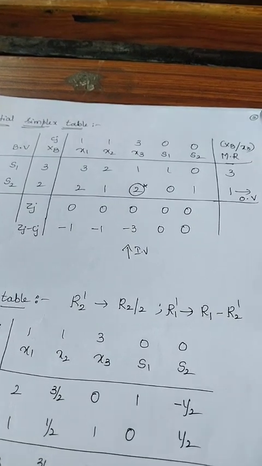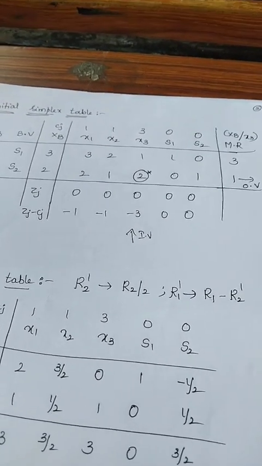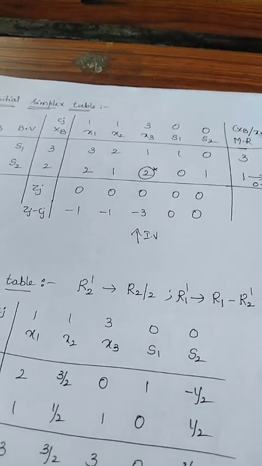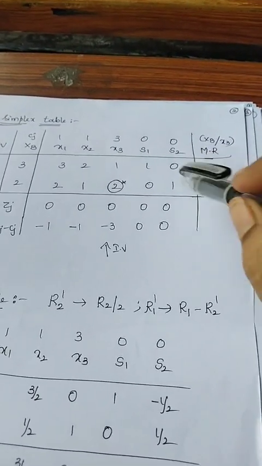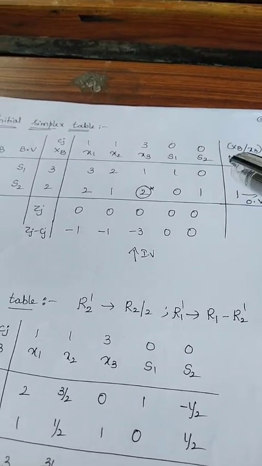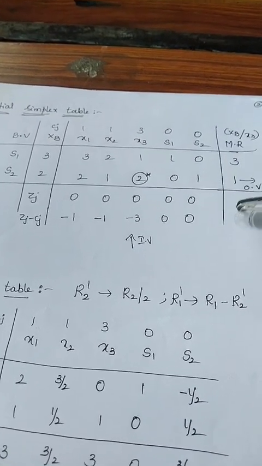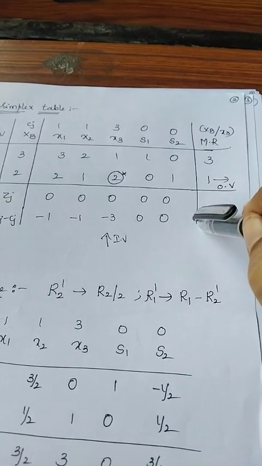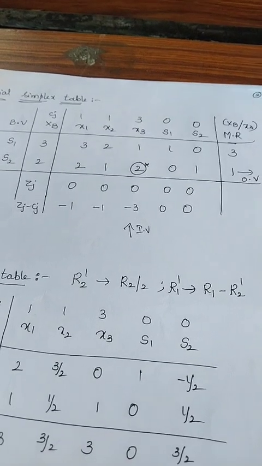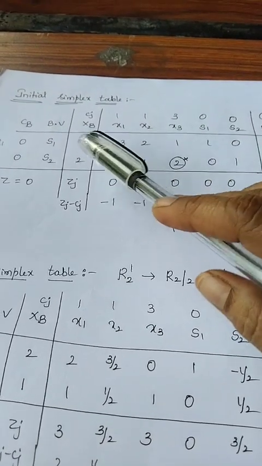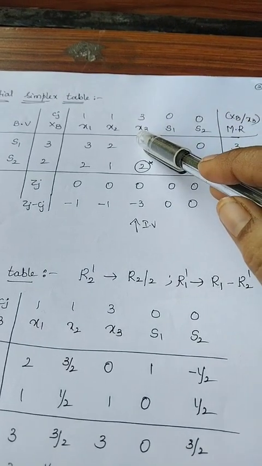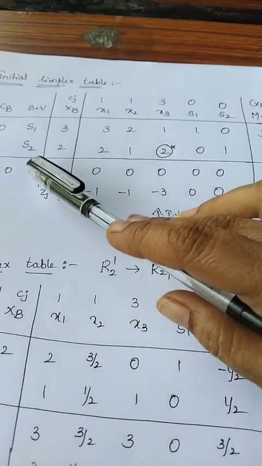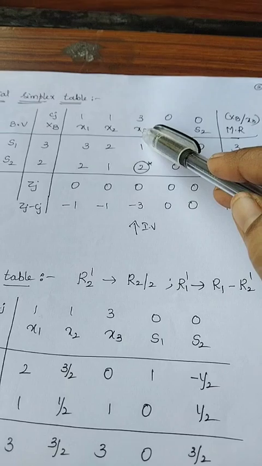And listen, this is the important point. If you are going to get any negative values or zeros in the minimum ratio, don't consider that. So here the 1 is the minimum value, that is your outgoing variable. See, S2 is the outgoing variable and X3 is the incoming variable. In the place of S2, you are going to get the value of X3.